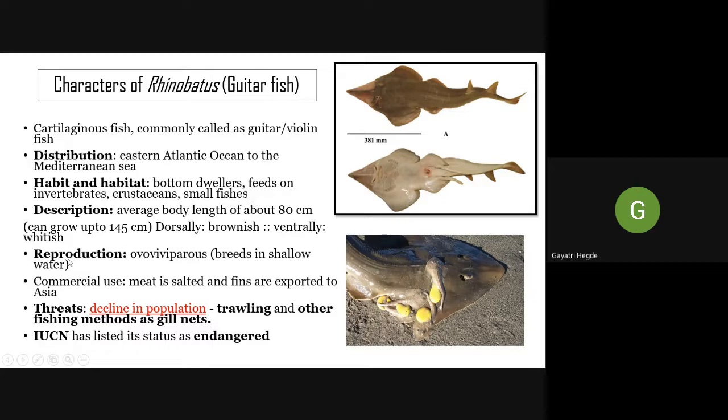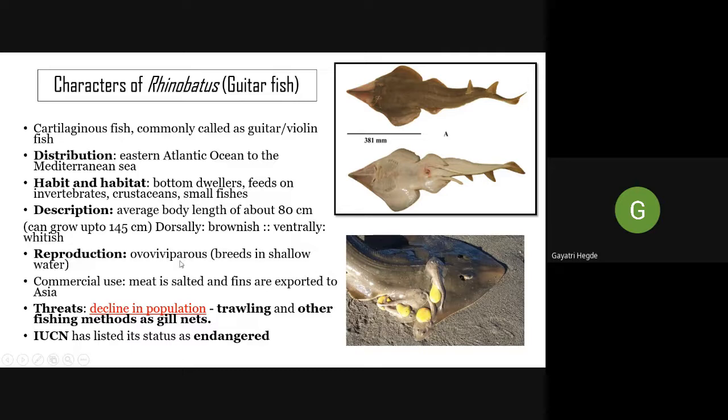Okay. Next is coming to reproduction. So here this Rhinobatus guitar fish shows a different kind of reproduction. Remember here, now actually they are bottom dwellers, but they come in shallow waters to breed. Okay, you have to remember this point. They inhabit the bottom, but while breeding time they come in shallow waters. ठीक है ये याद रखना है.